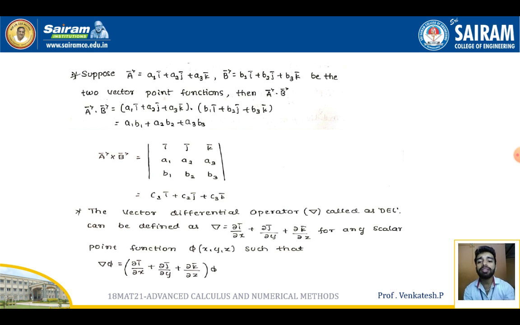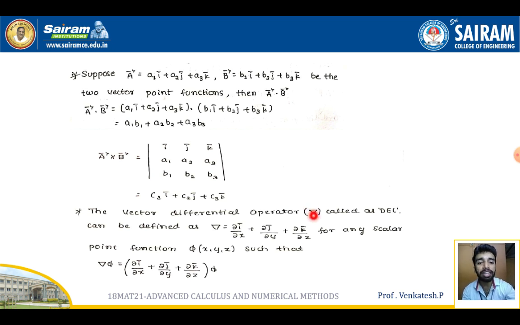Now next one is a cross b. I'm going to apply the cross product here, which is given by the determinant of i j k, a1 a2 a3, b1 b2 b3. On expanding this, I'll get an expression like c1 i cap plus c2 j cap plus c3 k cap, where c1 is given by a2 b3 minus b2 a3, c2 is given by b1 a3 minus a1 b3, and c3 is given by a1 b2 minus a2 b1.